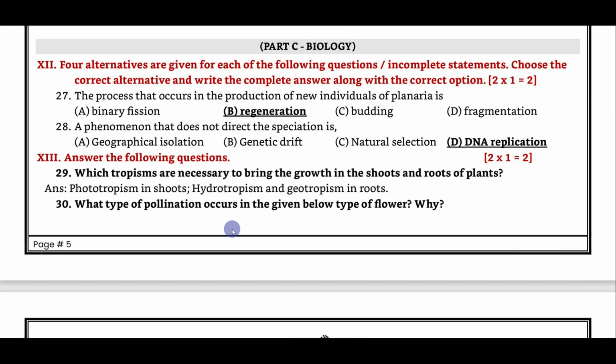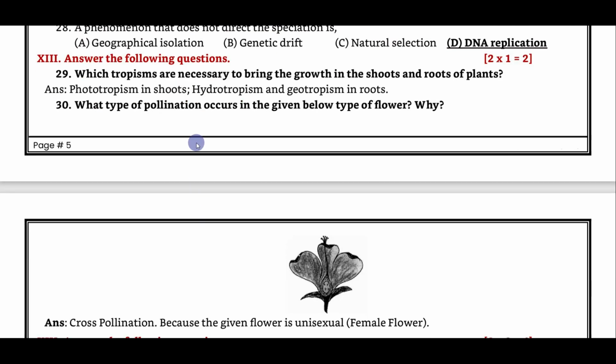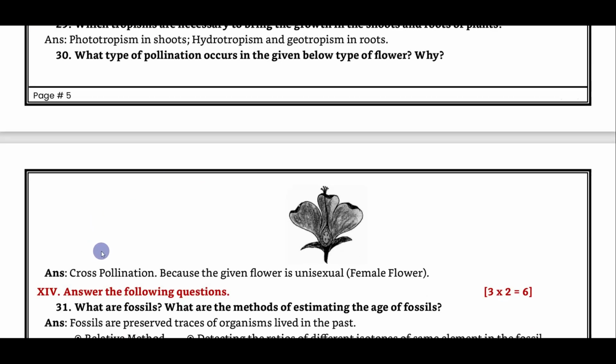Which tropisms are necessary to bring about growth in the shoots and roots of the plant? Phototropism in shoots, hydrotropism and geotropism in roots. What type of pollination occurs in the given plant? It is cross pollination.